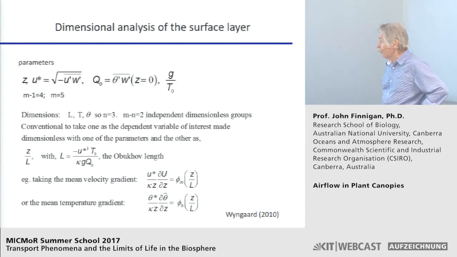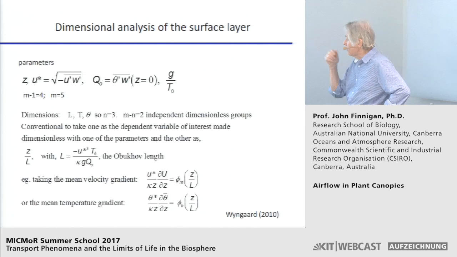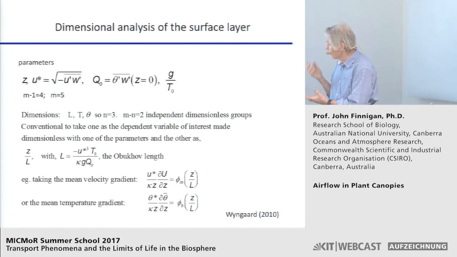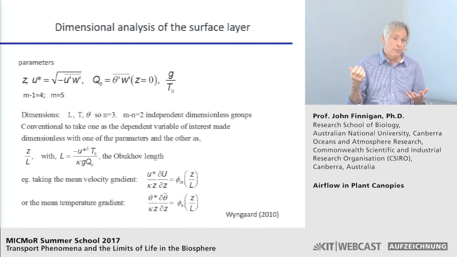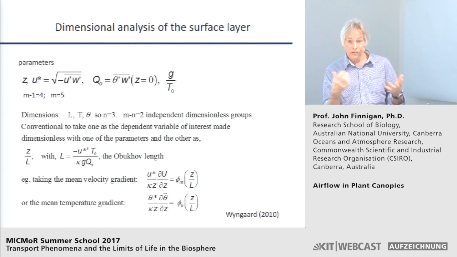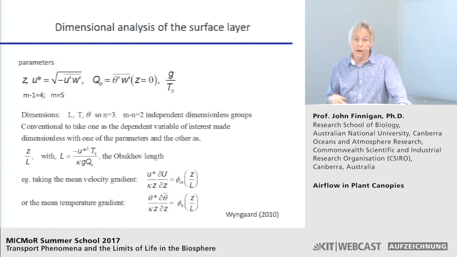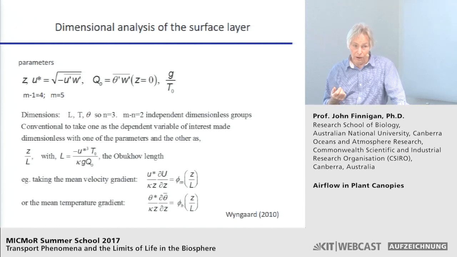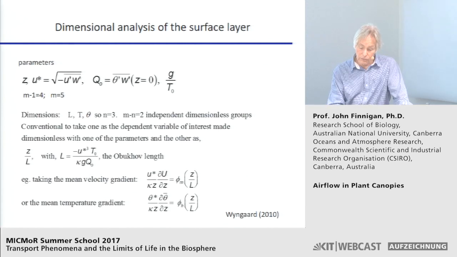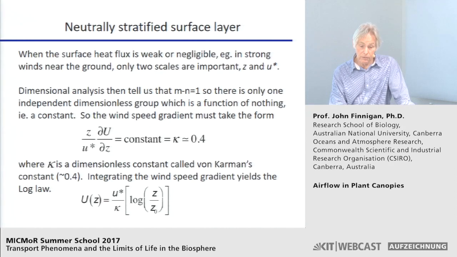Same thing goes for the temperature gradient. The dimensionless function, the functional form, the pi theorem can't tell you anything about that. You've got to find that by other means. But it's still a major step forward. And it's actually amazing how far Monin and Obukhov got with this with very little experimental evidence.